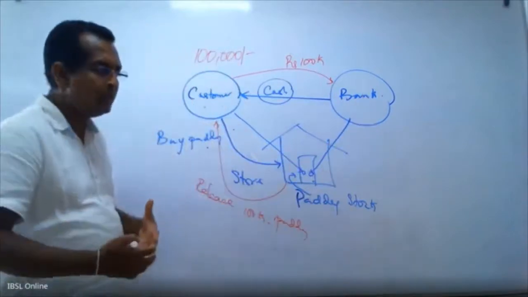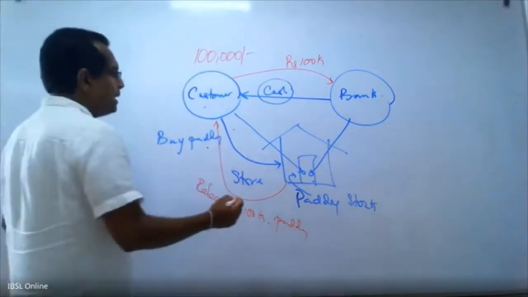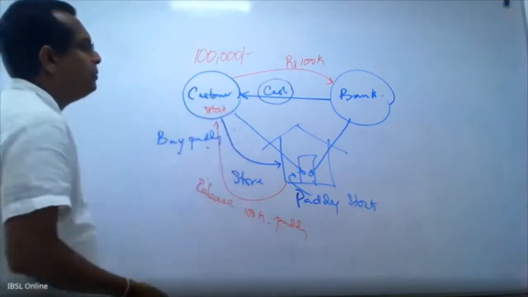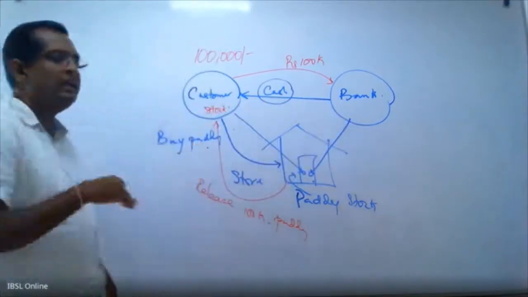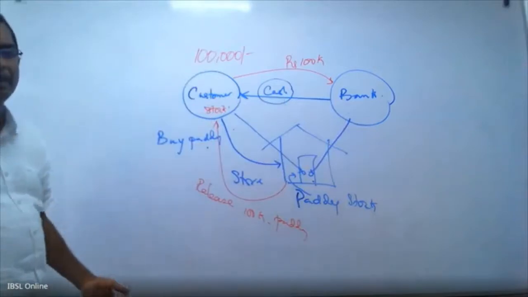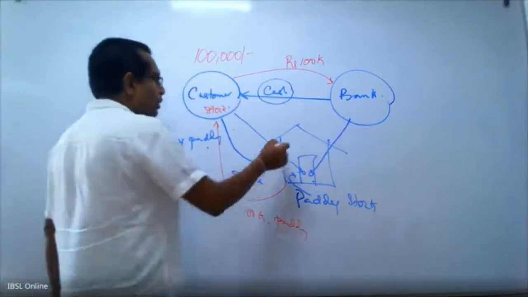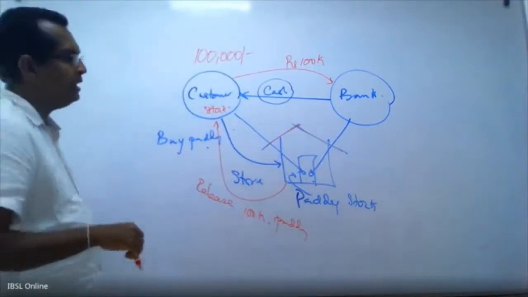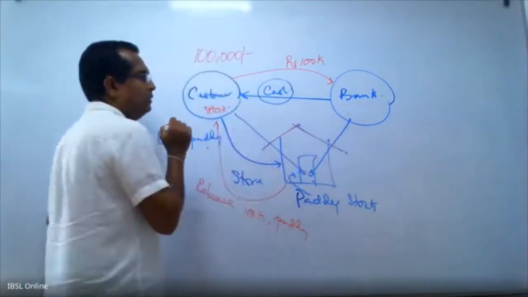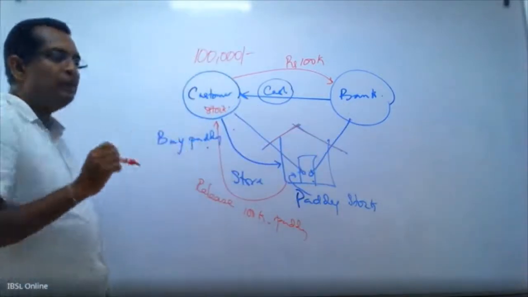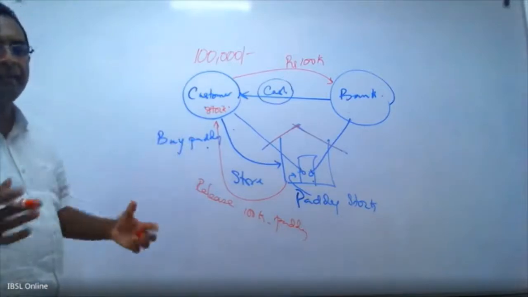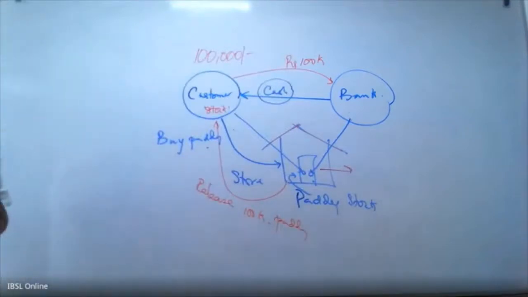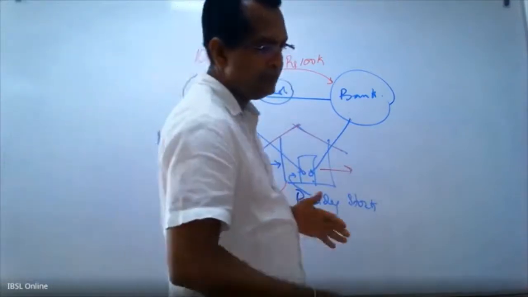If the stock is with the customer, the bank does not have any control. He can sell and he does not need to pay. But when the stock is with the bank, he can't do that. It is under the control of the bank. If he does not pay during the agreed time, the bank has the right to sell these stocks. That is called pledge.